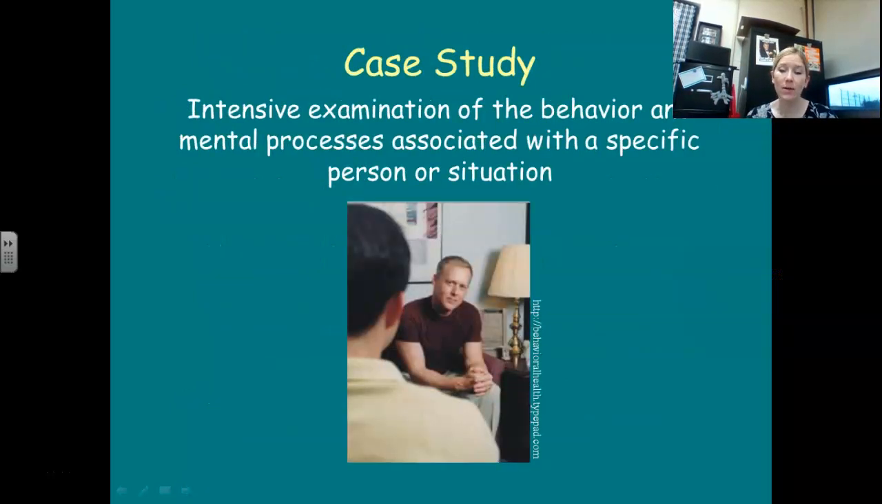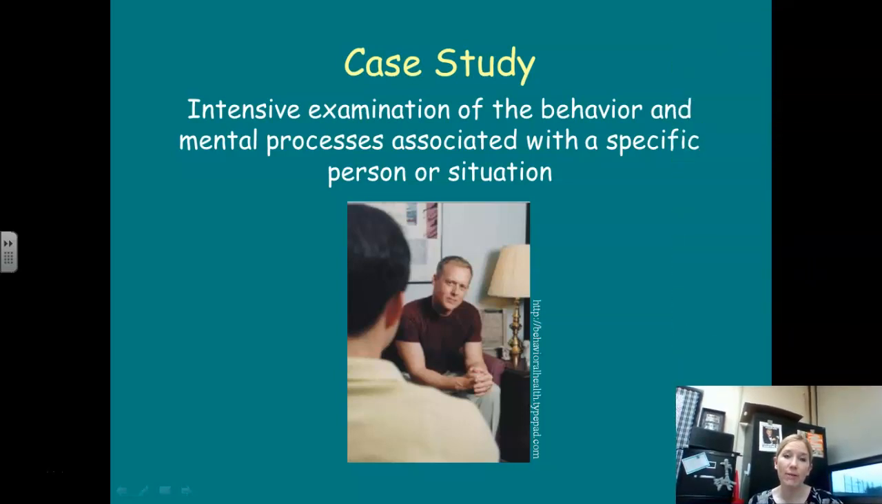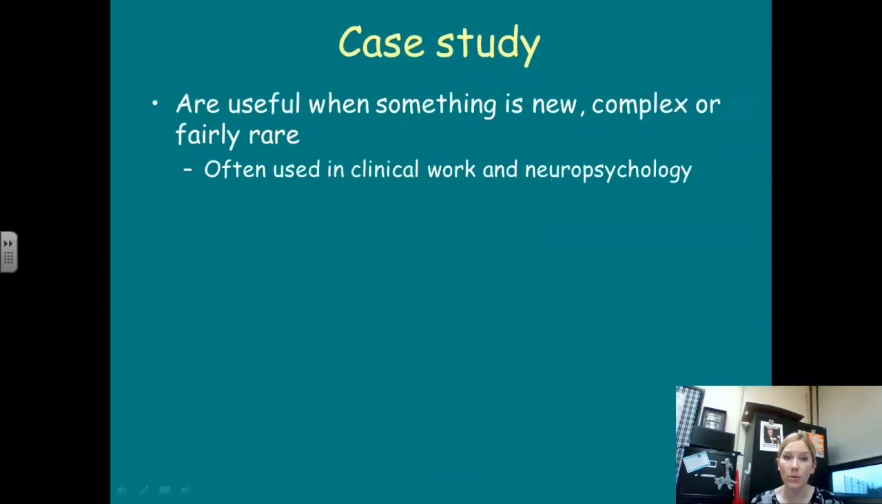Case studies are another type of descriptive research available in the back pocket of psychologists' attempts to study behavior. Case studies are going to be really intensive examinations of either one person or a very tiny group of people within a very specific situation. Oftentimes you'll see drug studies, for example, done in case study work first before they'll go out to clinical and more large general trials. They're very useful when something's new or complex or even kind of a rare circumstance.